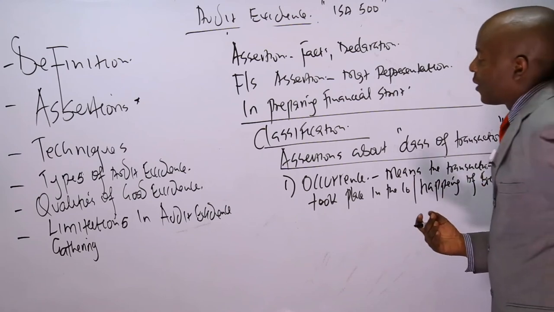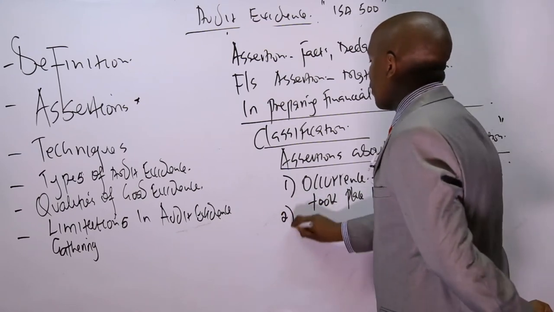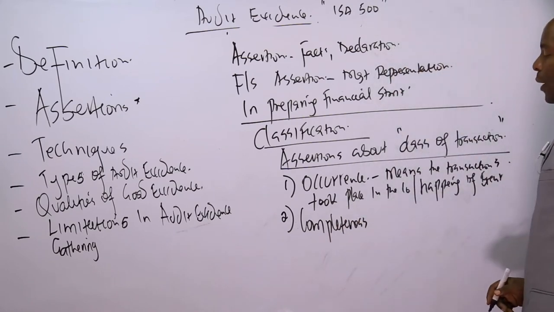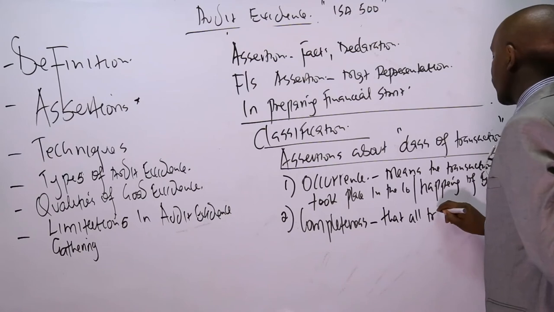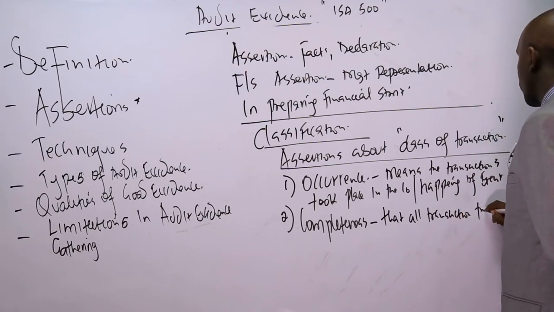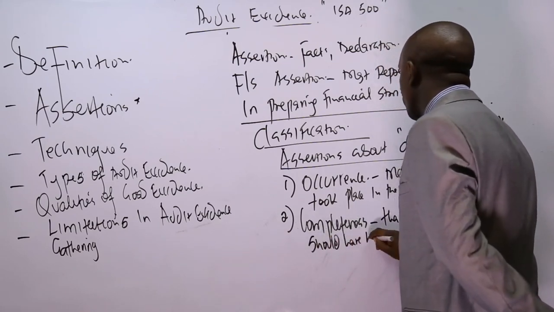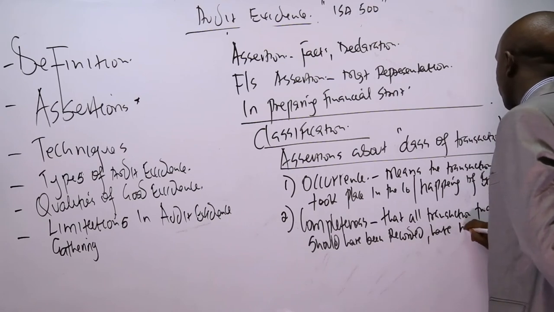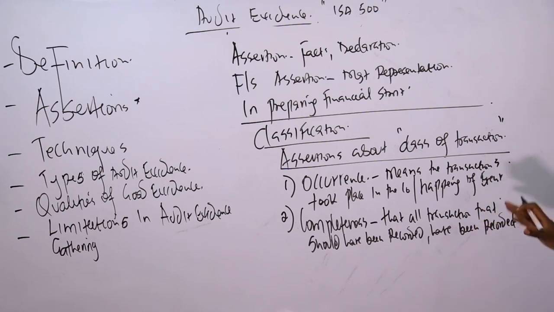So when the management is preparing income statement, rule number one, they are trying to say to the auditor that those transactions did occur. Number two, they are trying to tell the auditor and the users of the financial statement that everything recorded there is supposed to be recorded. Completeness. So completeness means what? That all transactions that should have been recorded have been recorded. So everything that was supposed to be accounted for has been accounted. That's what the management is trying to tell you whenever they are preparing an income statement.